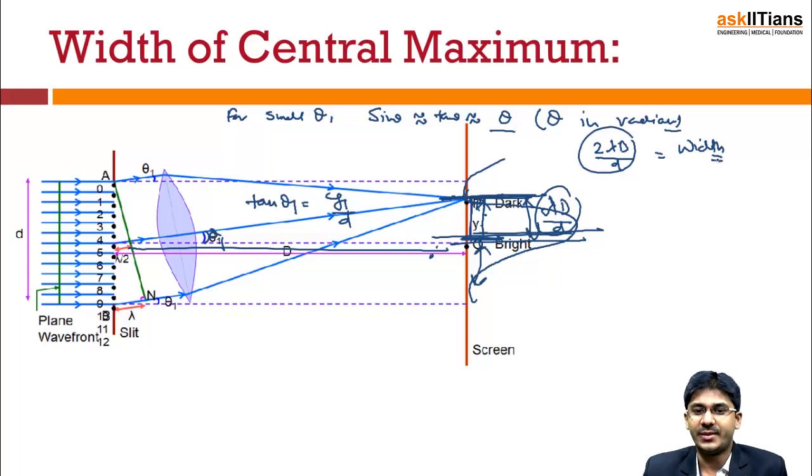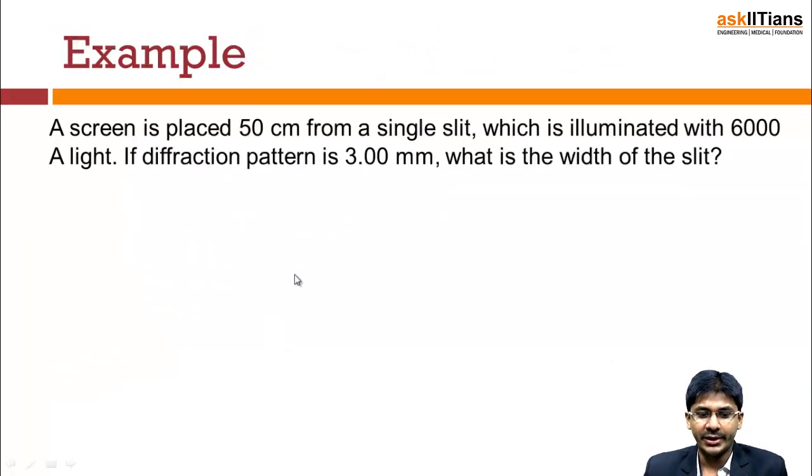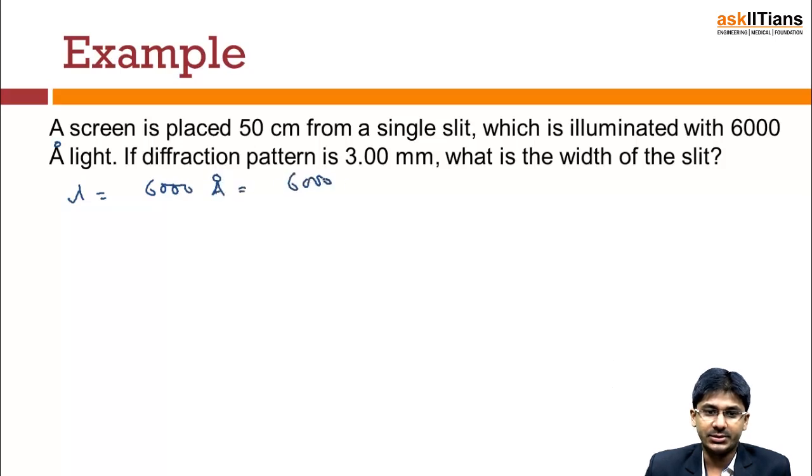This is the width of central maxima that we got here. Okay, let's solve a question now. A screen is placed 50 cm from a single slit which is illuminated with 6000 angstrom light. So lambda you have 6000 angstrom, or you can write it like this, 6000 into 10 to the power minus 10 meter.